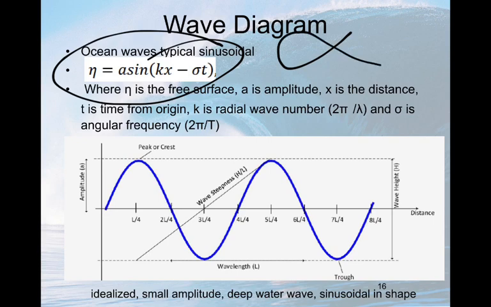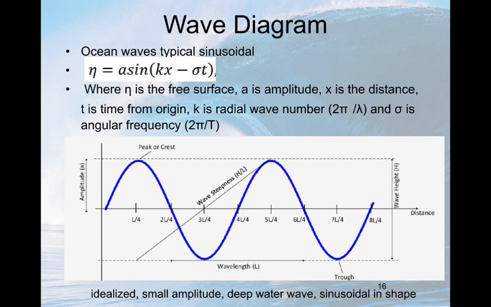given as the little fishy, is amplitude. X is the distance from the disturbing force, the origin. T is time since the wave left the origin. K is radial wave number. It's also sometimes just called wave number. It's given by the formula 2 pi divided by wavelength. This almost ends up acting as a constant, so you don't really have to worry about that too much.